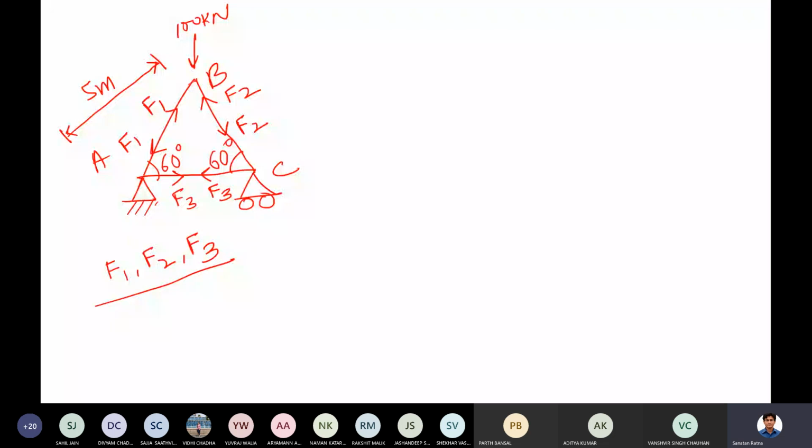You understood this now? Our aim is what? To determine the values of F1, F2, and F3. Now that can be done, and also their name, whether it is compressive or whether it is tensile. That also we have to determine for each one of them. We have to determine both the nature and magnitude.